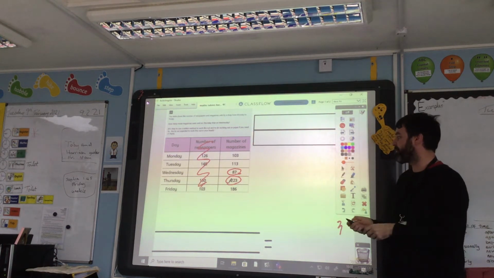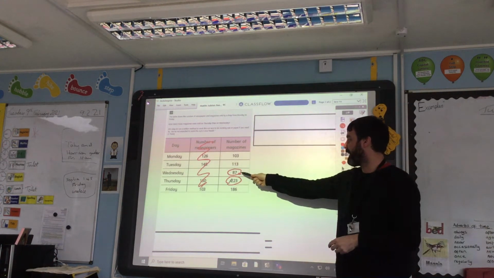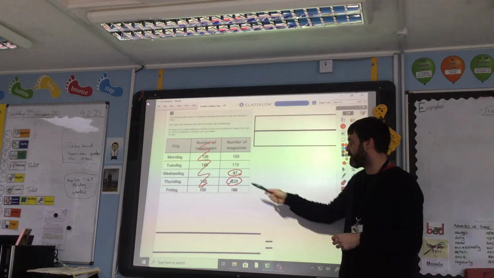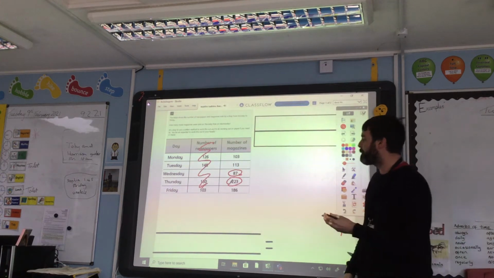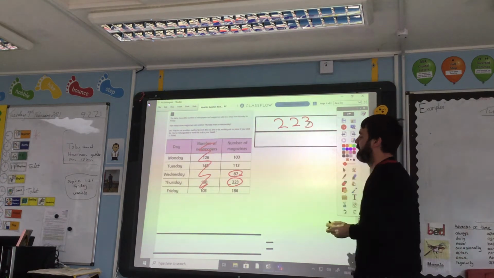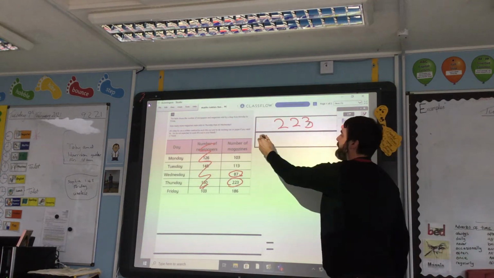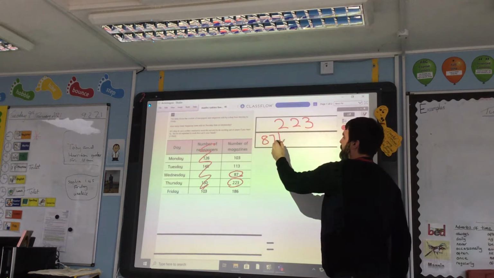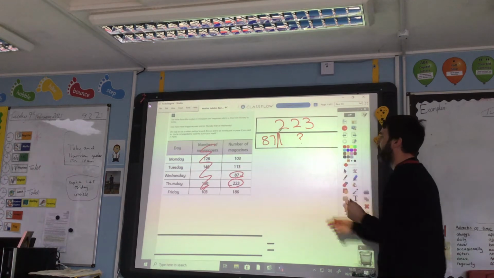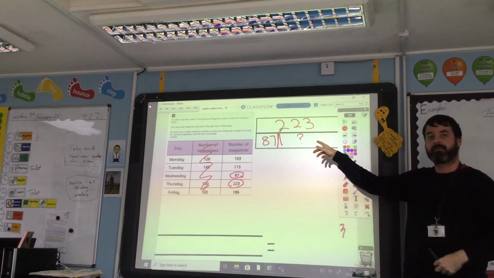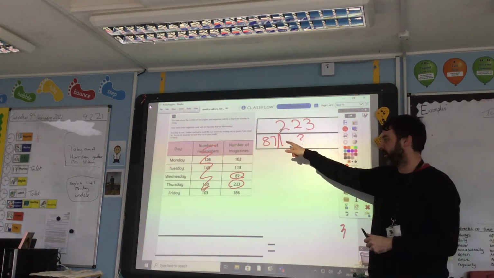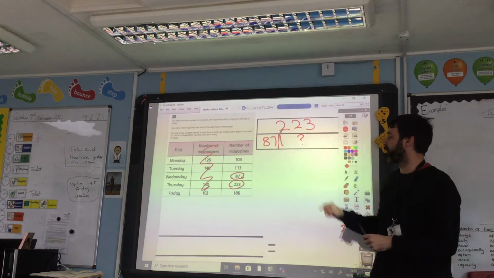Now it says how many more magazines were sold on Thursday rather than Wednesday. So I want to know the difference between the number that was sold there, which is 87, and the amount that was sold there on Thursday, which is 223. So I'm going to put 223 into my bar model here, and I'm going to put 87 here, and a question mark here. Now the question mark shows me the difference between the two numbers, okay? And I know that 87 was sold on Wednesday and 223 was sold on Thursday.